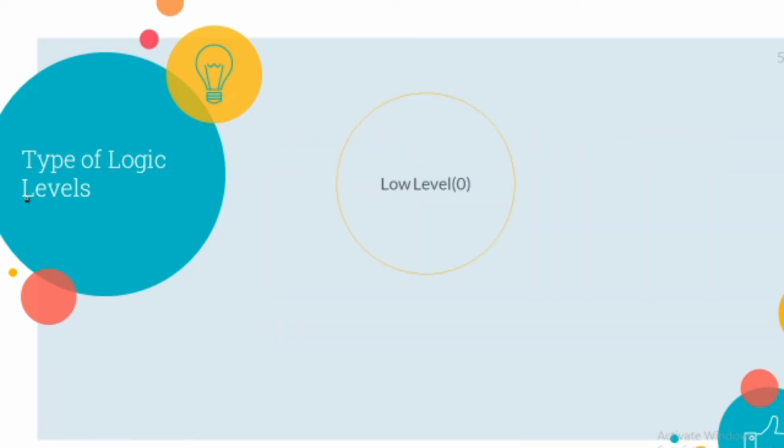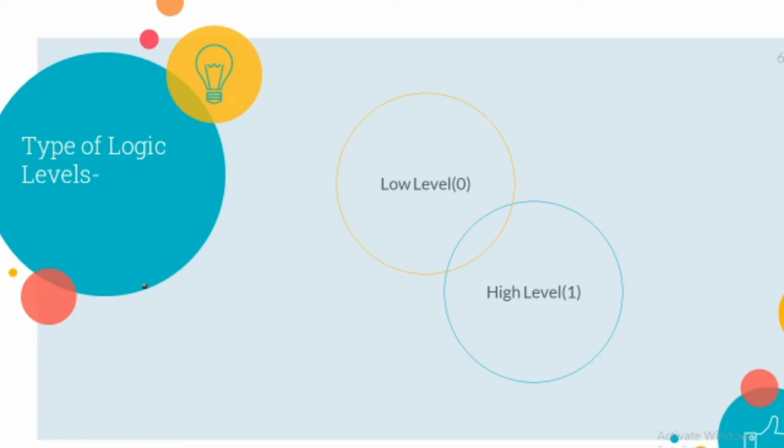Now let's discuss logic levels. There are two types of logic levels. The first one is low level, that is 0, and the second one is high level, that is equal to 1.